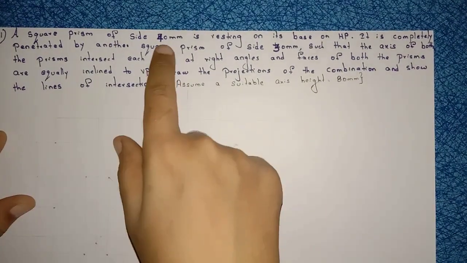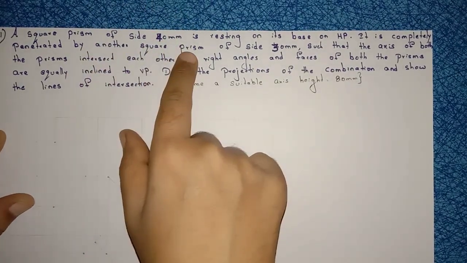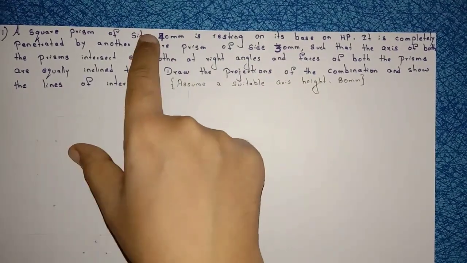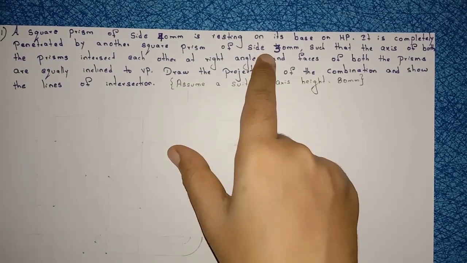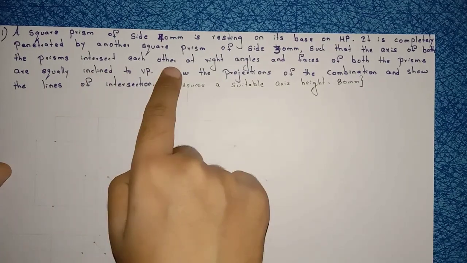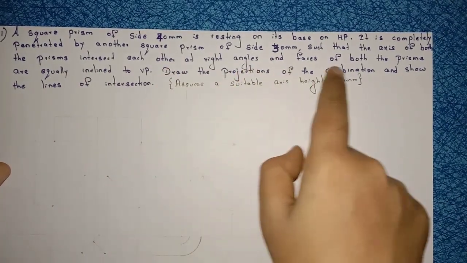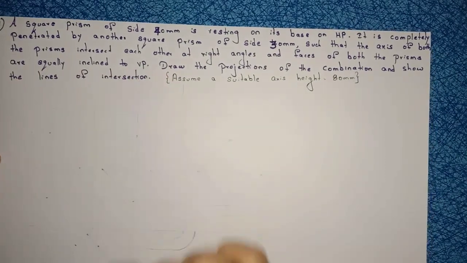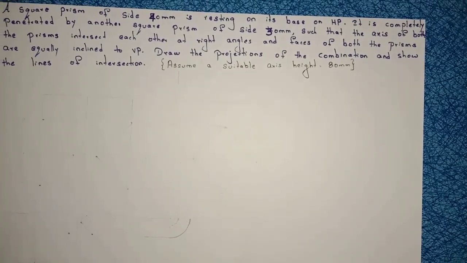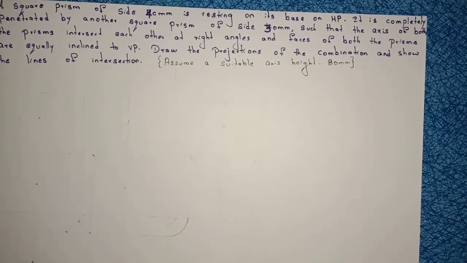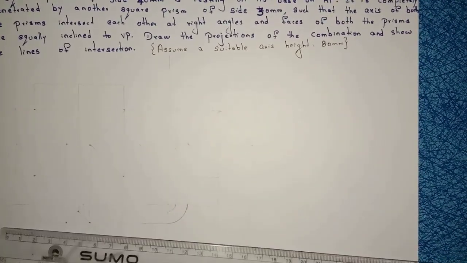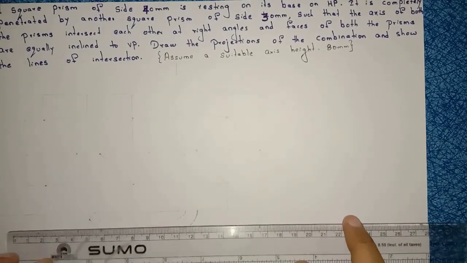Now this square prism is penetrated by another square prism of side 30 mm. We are going to construct one square prism, penetrated by another square prism of side 30 mm such that the axes of the prisms intersect each other at right angles and faces of the prisms are equally inclined to VP. Equally inclined to VP means the angle is 45 degrees. So first of all, how to construct this one? Here you have to construct the square such that the face should be equally inclined to VP.